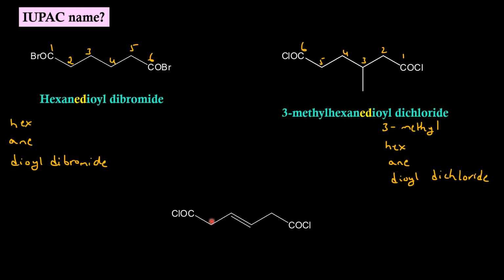This is another case where we are having a double bond between the carbon atoms in the parent chain. From whichever direction we start, we get the same numbering for the double bond.